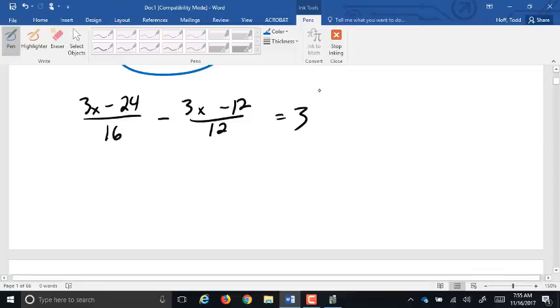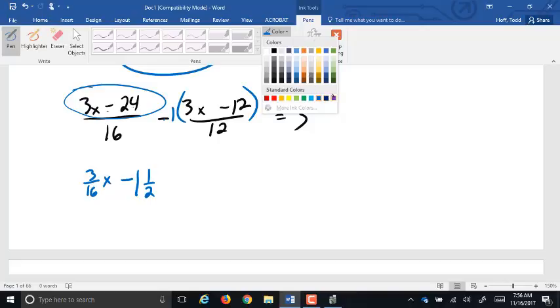Okay, so this one here, there's a couple of ways we could go about this. This is division, dividing by 16. This whole thing here has been divided by 16. So one option is to do this. 3x divided by 16 is 3/16 x. Negative 24 divided by 16 is a negative 1.5. Now here, this is a negative, so I've got to treat this as a negative 1 times that. So I got to do that first.